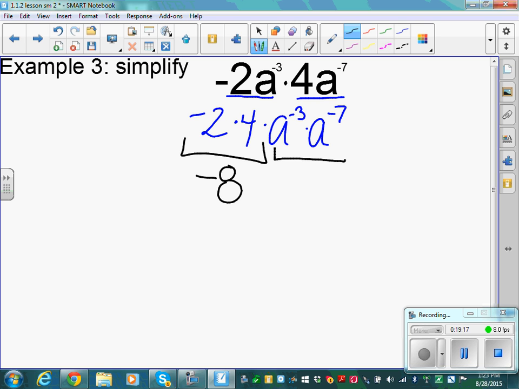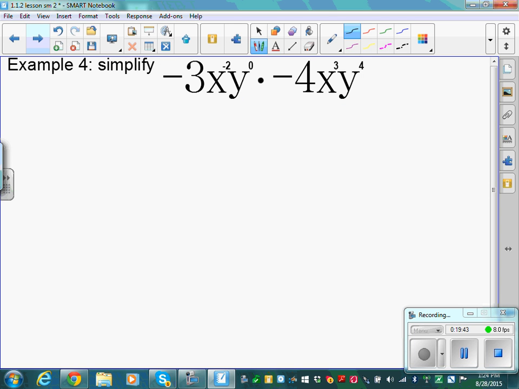And then with this part right here, when we multiply the same base, we're going to add our exponents. So we have to be really careful. What's negative 3 plus negative 7? Once again, negative 3 plus negative 7. Now if I get that off to the side, just negative 3 plus negative 7. That's equal to negative 10. So we're going to have a to the negative 10. And that would be our final answer right there.